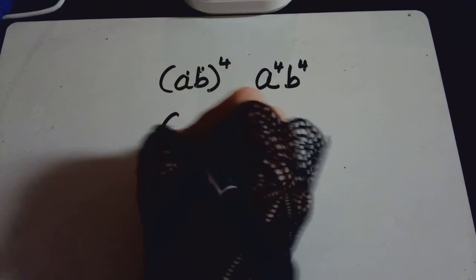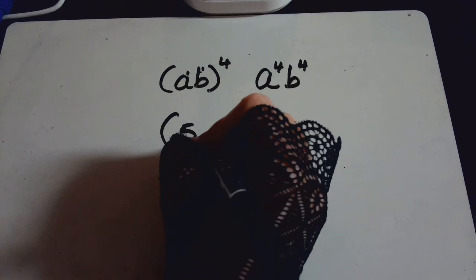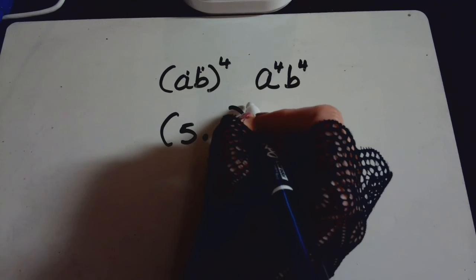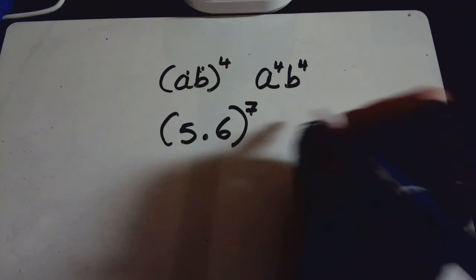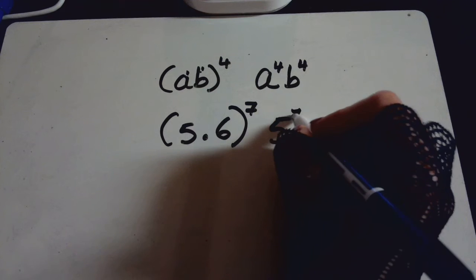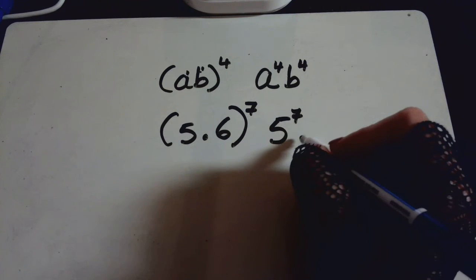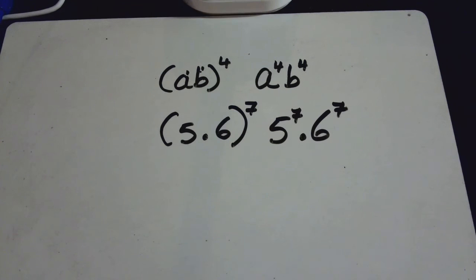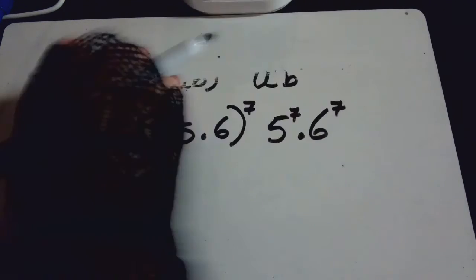Alright, I could have numbers. I could have 5, that's a base, times 6, and they're raised to the 7th power. So I'd write that 5 to the 7th, and then times 6 to the 7th. Alright, so let's practice a few examples of this where we have different bases.